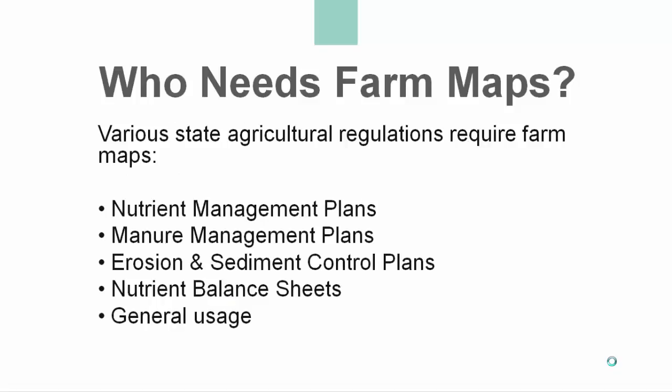Several state agricultural regulations require farm maps. Some of those include nutrient management plans, manure management plans, erosion and sedimentation control plans, and nutrient balance sheets, which are used for manure transfers. In addition, farmers can also utilize maps for general purposes around their farm.